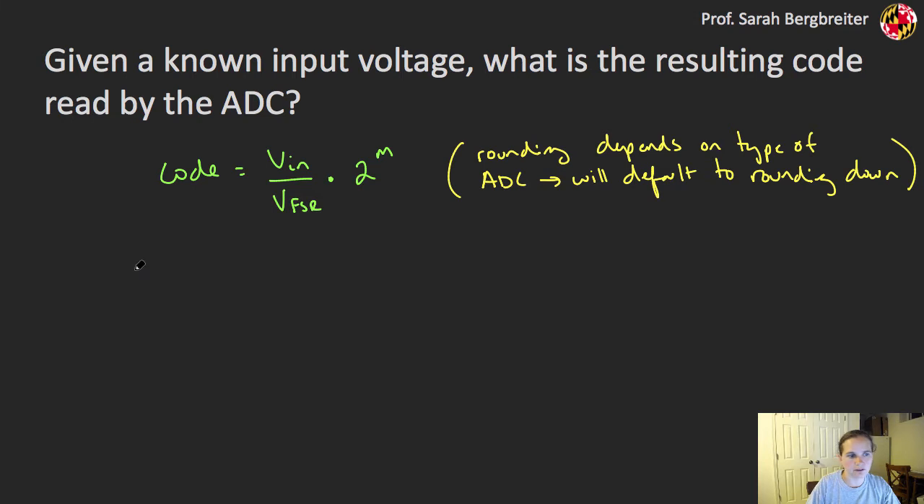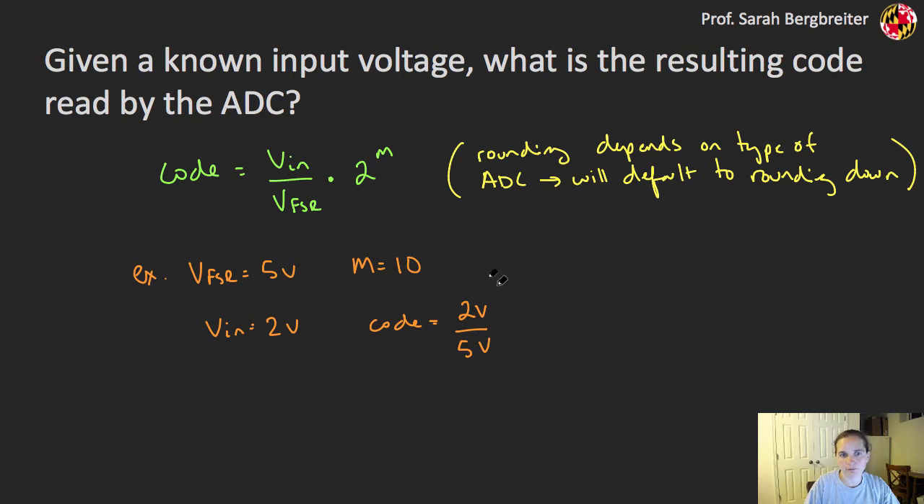So let's go through a quick example of this. On my Arduino, I have a full-scale range of 5 volts. I also have a 10-bit ADC, so m is 10, and I can go up to 1023. Let's say I have an input voltage of 2 volts from some particular sensor that I'm interested in measuring. The corresponding code for that is going to be 2 volts divided by 5 volts, or 40% of my full-scale range, times 2 to the 10.